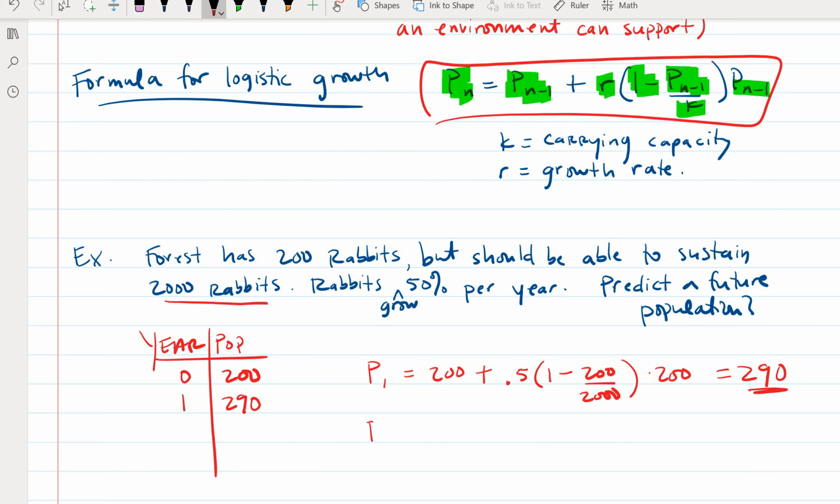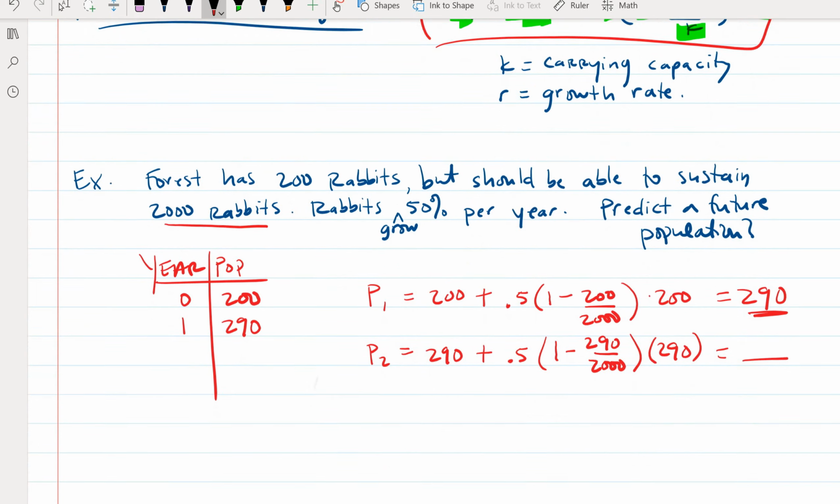So let's try this again. P2, everywhere we saw 200 before, we're going to replace that with 290. So 290 plus 0.5 times 1 minus 290 over 2,000, times 290. And I'll let you go ahead and figure out what that is.